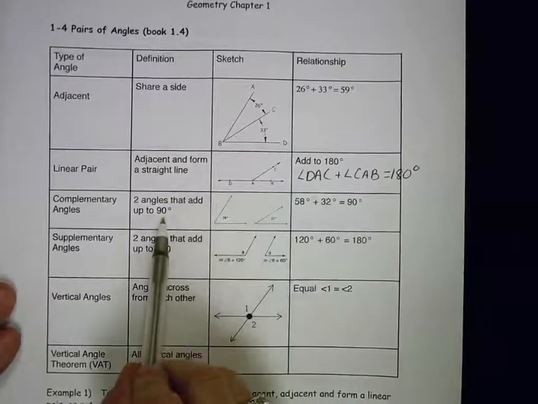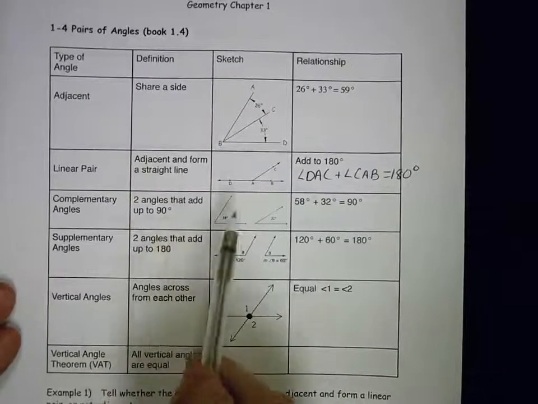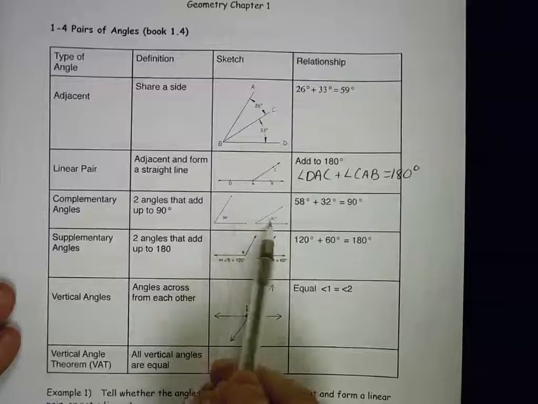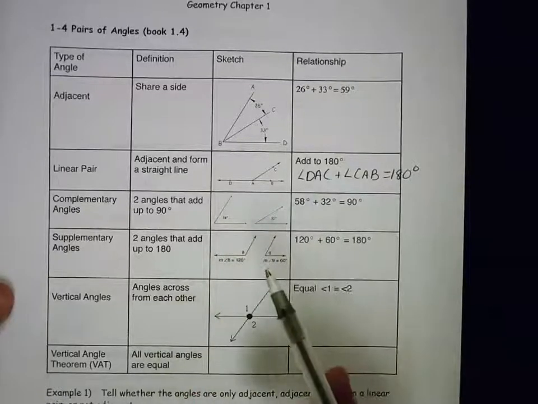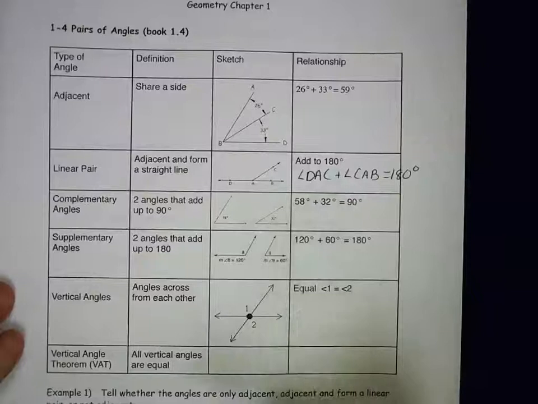Complementary angles are two angles that add up to 90. So 58 plus 32 equals 90. And they don't necessarily have to be 58 and 32. It's any two angles that add up to 90 degrees.